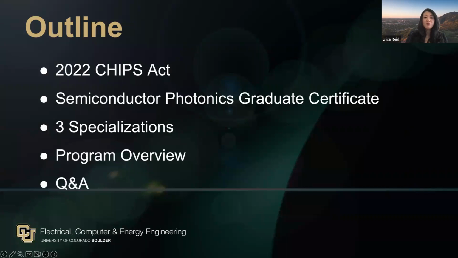So here's the outline, and we'll start with the 2022 CHIPS Act, followed by an overview of the Semiconductor Photonics Graduate Certificate, and then we'll go over the 3 specializations within the graduate certificate, and a brief summary of the MSEE on Coursera program. And then finally, we go into the Q&A session where we address your questions. Without further ado, I turn this over to Juliet, who will start us off with the CHIPS Act.